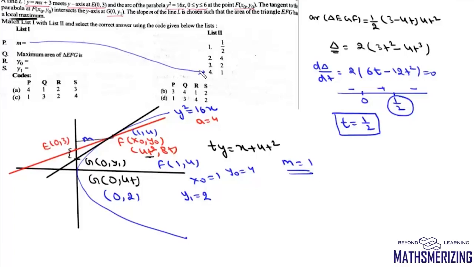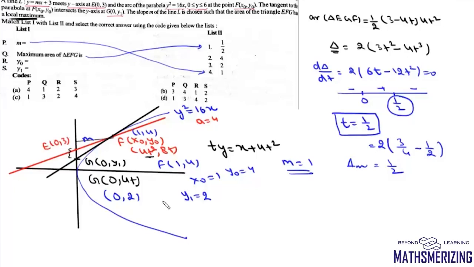Maximum area, so we'll just need to put the value. So we'll put the value of t as 1 by 2. We'll get this value as 3 by 4 minus 1 by 2. So it'll be simply 1 by 2. So maximum area will be 1 by 2.